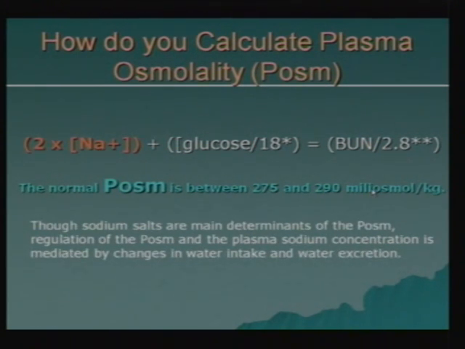Though sodium salts are the main determinant of plasma osmolality, regulation of plasma osmolality and the plasma sodium concentration is mediated by change in water intake and water excretion. Glucose and blood urea nitrogen become important contributors towards osmolality in the presence of diabetic ketoacidosis and renal failure.